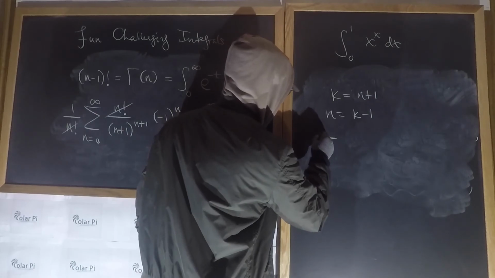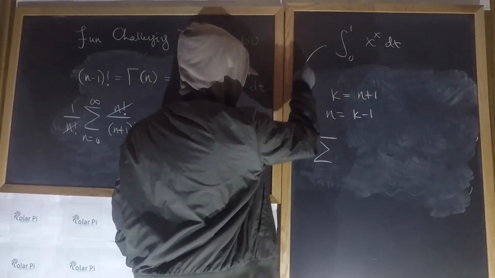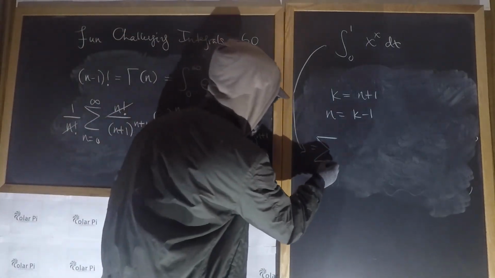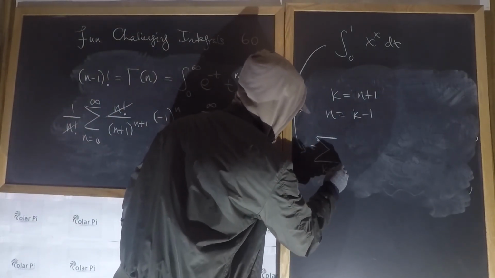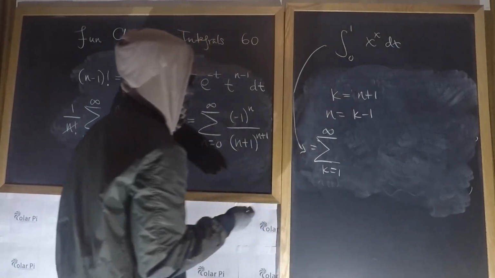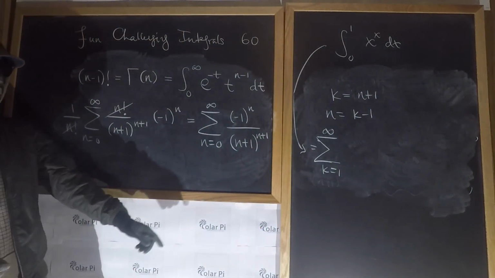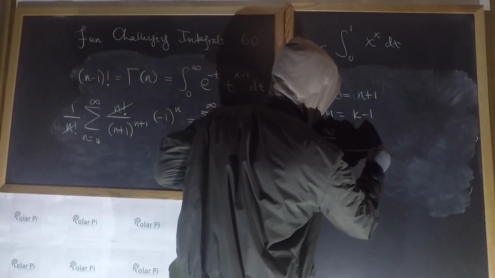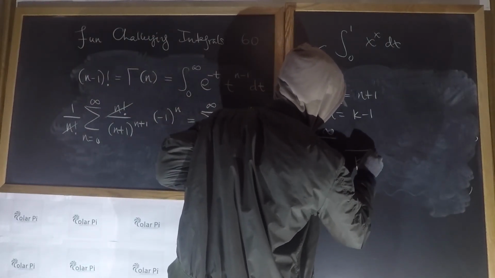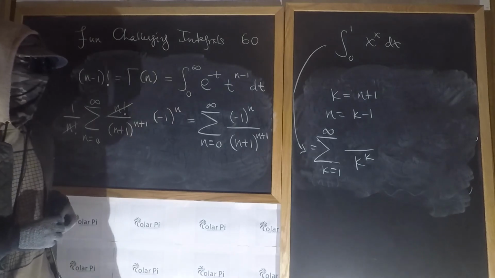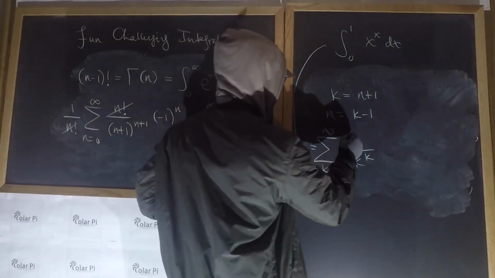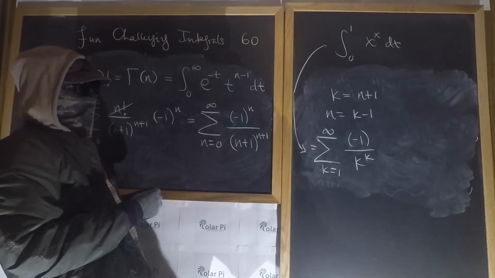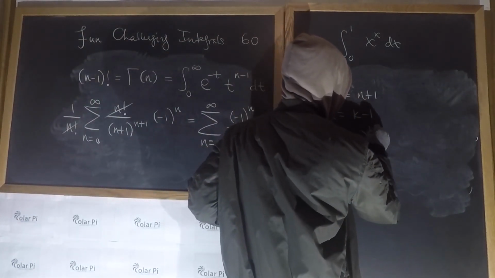So our final answer is going to be that this here is equal to sigma k equals 1 to infinity, right? But otherwise, n plus 1 is k. So in the denominator, we have k to the power k. And then in the numerator, we have negative 1 to the, well, n is k minus 1. So k minus 1.